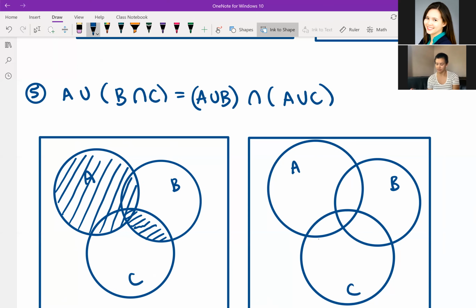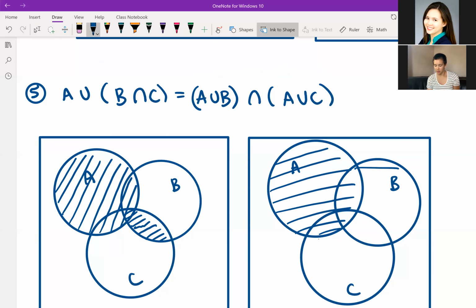All right, now let's move on to this stuff on the right side and we'll draw it in here. So let's find A union B. So to find that, we shade in all of A and we shade in all of B.